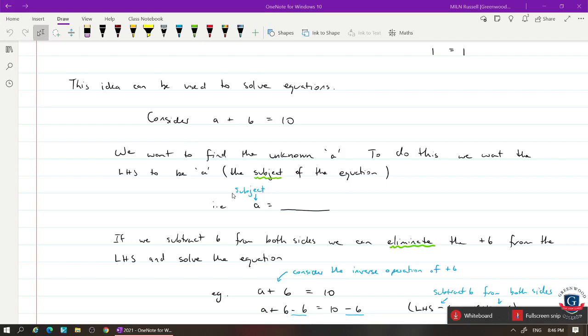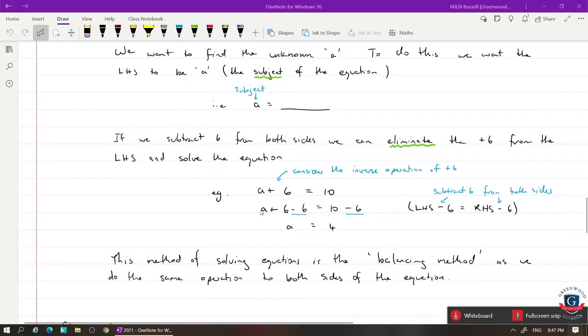So what we're going to try and do is we're going to make it so that on the left hand side of the equation we just have a, and on the right hand side of the equation we want the answer. And if we do the same thing to both sides of the equation, they'll still be equal. So let's have a look at what I mean by that. If we start with a plus 6 equals 10, what we're going to do is try and eliminate this plus 6 part. And if we did that and got a on its own, we'd be able to determine what a should be.